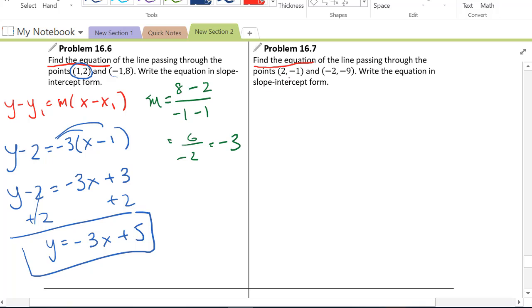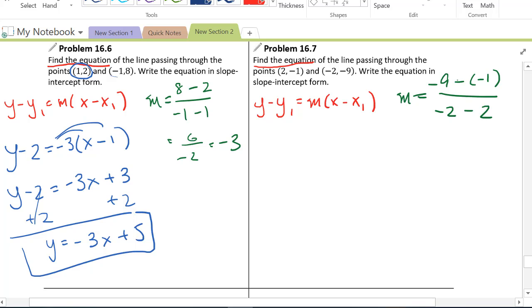Find the equation. So I'm going to need my point slope formula, y minus y1 equals m times x minus x1. But in order to do that, I've got to first find the slope. So what's my slope? y2, which is negative 9, minus y1, which is negative 1, divided by x2, which is negative 2, minus 2. So negative negative is going to give us a positive. So this is going to give us negative 9 plus 1 divided by negative 4, which is really negative 8 divided by negative 4, which is equal to positive 2. Okay, so m is positive 2.